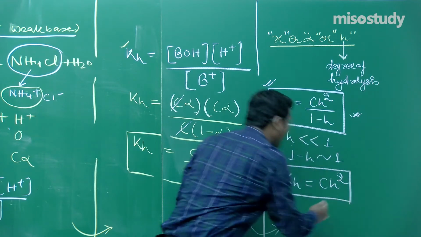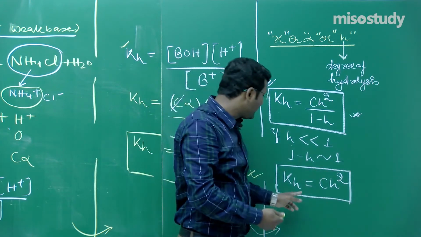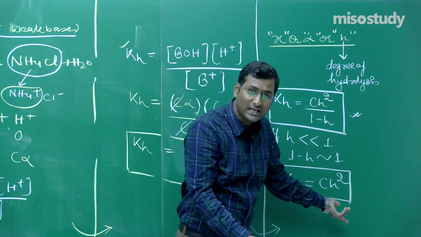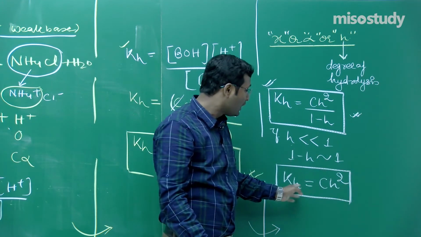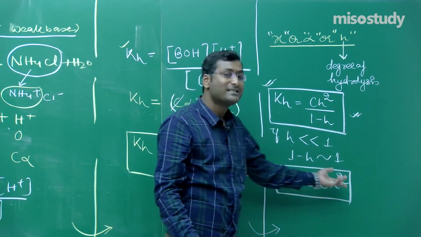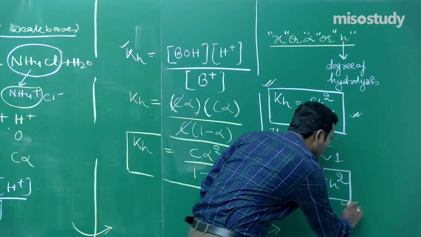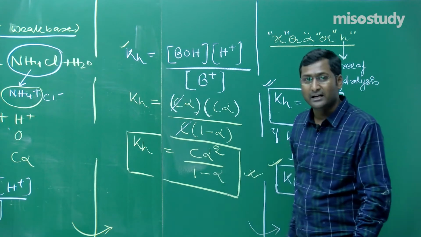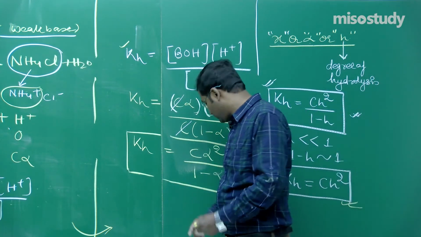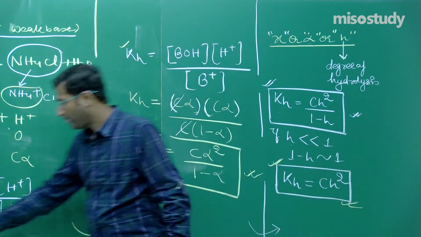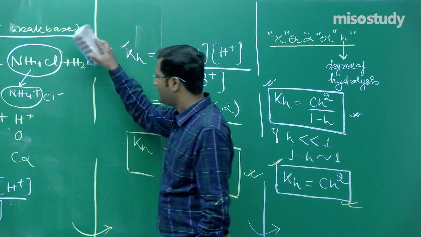Remember, in case of acid we write Ka is equal to C alpha square. In case of base, we write Kb is equal to C alpha square. Similarly, in case of salt, we write Kh is equal to Ch square. Friend, is it visible? Now I am moving here. Now I am rubbing this part.